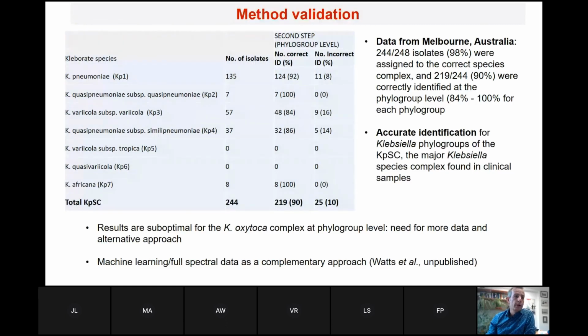All right, so regarding the Oxytoca complex, the results were much less encouraging. We did not have a very good level of precise identification. This is in part due to the fact that we had very few strains to create the reference spectra, and we need to work more on that. And also we are now working on a machine learning approach based on full spectral data to see if it provides better results than the marker-based approach.